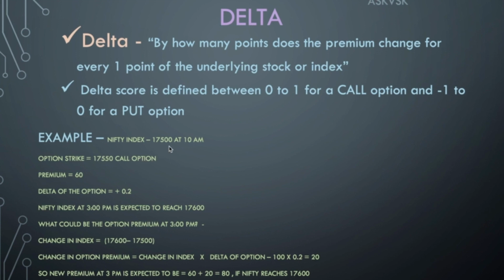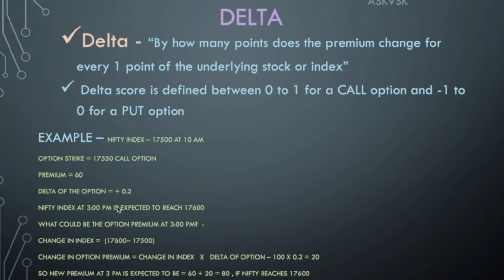So 17,500 is the index price currently trading at 10 a.m., and the option strike price that I have chosen is 17,550. Okay, so the premium costs me 60 rupees, and if say the delta is 0.2, then the Nifty index at 3 p.m. is expected to reach 17,600. These are assumptions. In such a scenario, if the Nifty goes up and reaches 17,600, what would be the new premium of the strike price of 17,550 for me? Since at 10 a.m. the premium was 60 rupees and the index is going to go up to 17,600, I'm definitely going to expect my option premium to also increase.